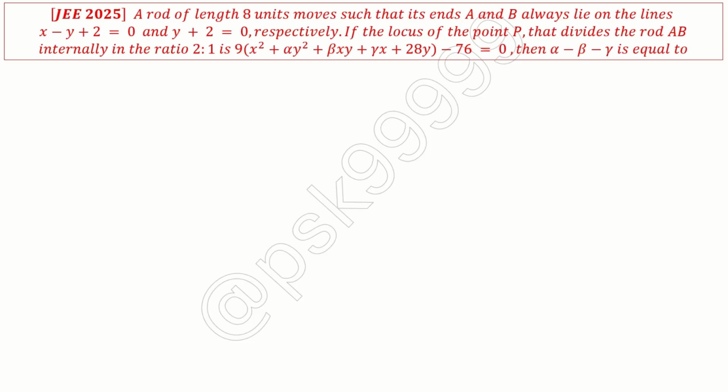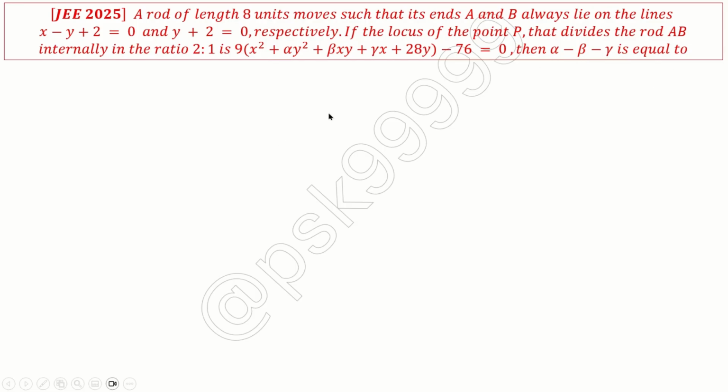First one is a rod of length 8 units moves such that its ends A and B always lie on the lines x minus y plus 2 equal to 0 and y plus 2 equal to 0 respectively. If the locus of the point P that divides the rod AB internally in the ratio 2:1 is 9 times x square plus alpha y square plus beta xy plus gamma x plus 28y minus 76 equal to 0, then what is the value of alpha minus beta minus gamma?